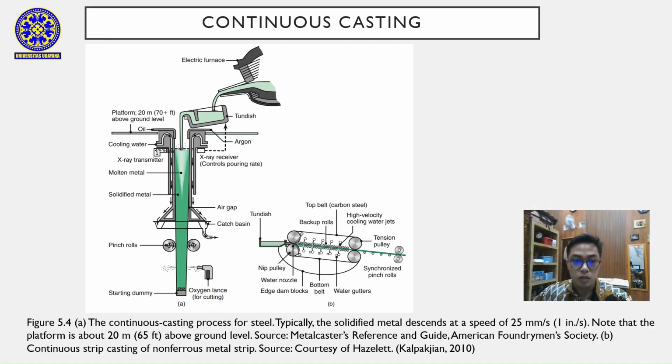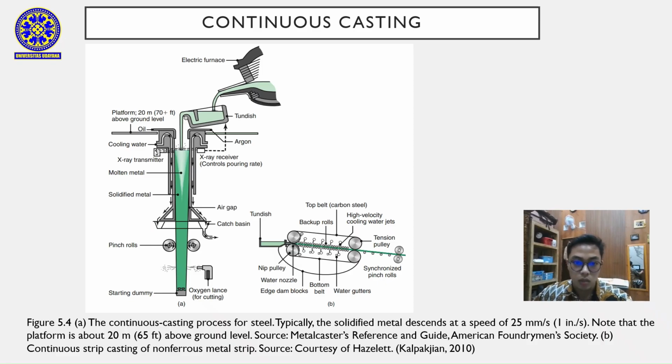This figure illustrates the continuous casting process used to solidify molten steel directly into semi-finished shapes. In Part A, the molten steel from the electric furnace flows through a tundish and enters a water-cooled copper mold. The metal gradually solidifies as it moves downward, forming a continuous strand that is withdrawn by pinch rolls. This process is highly controlled with cooling water and X-ray sensors, regulating the flow and solidification rate.